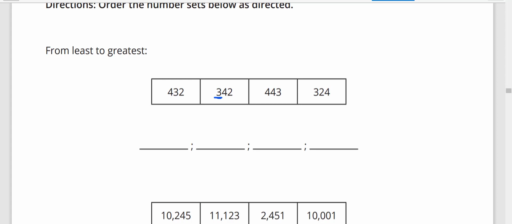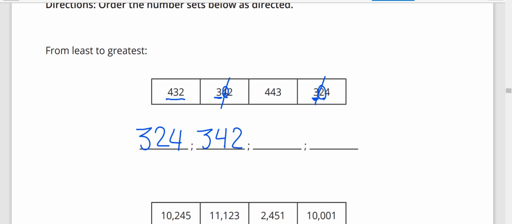300, the smallest, in the greatest place. So 3 is the smallest digit. Look at the next digit, 4 and 2. Which is the smallest number, 324 or 342? The smallest number is 324. Cancel it and write the next number, 342, and cancel it.